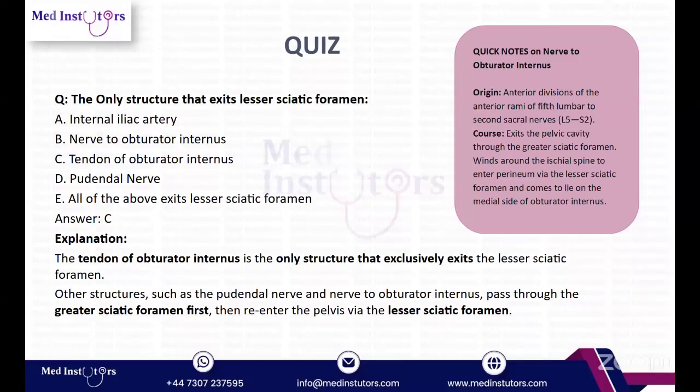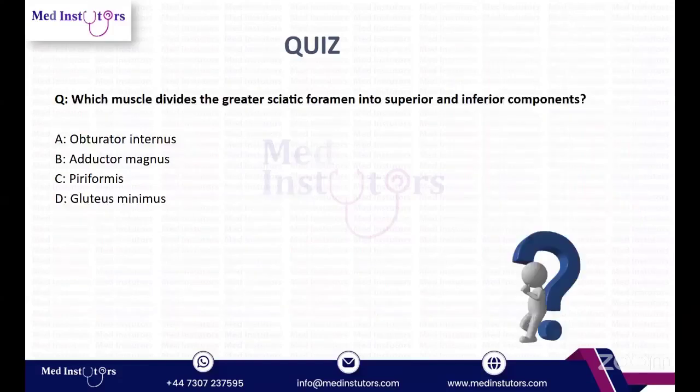So this is the course of the obturator nerve, the nerve to obturator internus. So the tendon of obturator internus is the single best answer here. Your next question is, which muscle divides the greater sciatic foramen into superior and inferior components?